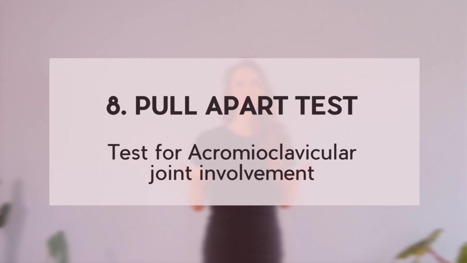So our test number 8 will be testing your AC joint with the pull apart test. Oftentimes people injure the AC joint when they fall onto an outstretched hand or they fall onto the side of their shoulder, and the AC joint, which sits here on top, gets injured or smashed up, okay?